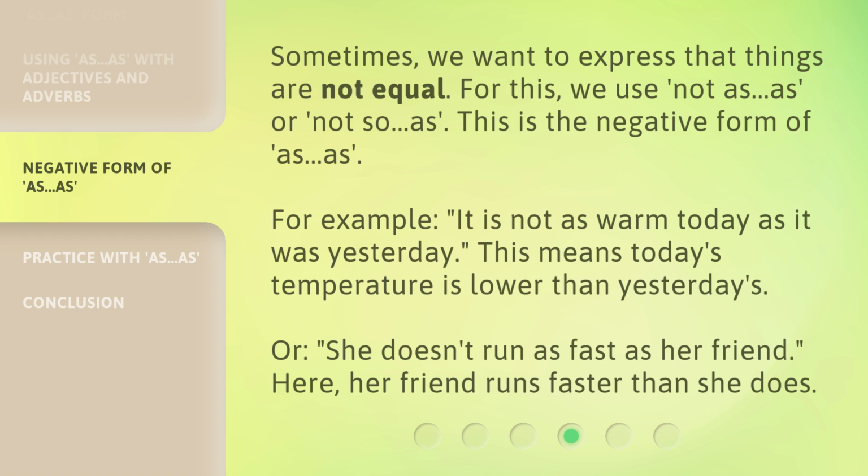Sometimes, we want to express that things are not equal. For this, we use not as...as or not so...as. This is the negative form of as...as. For example, it is not as warm today as it was yesterday. This means today's temperature is lower than yesterday's. Or, she doesn't run as fast as her friend. Here, her friend runs faster than she does.